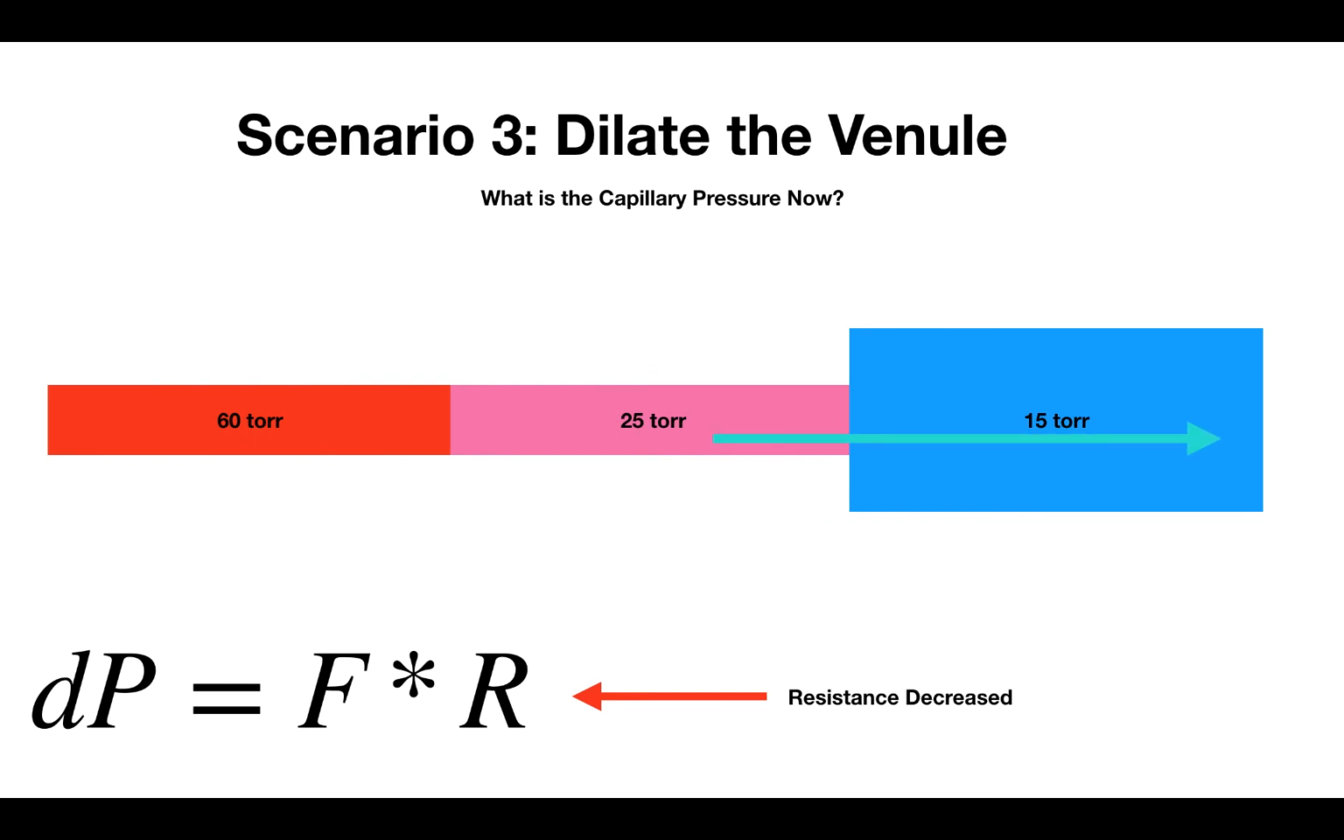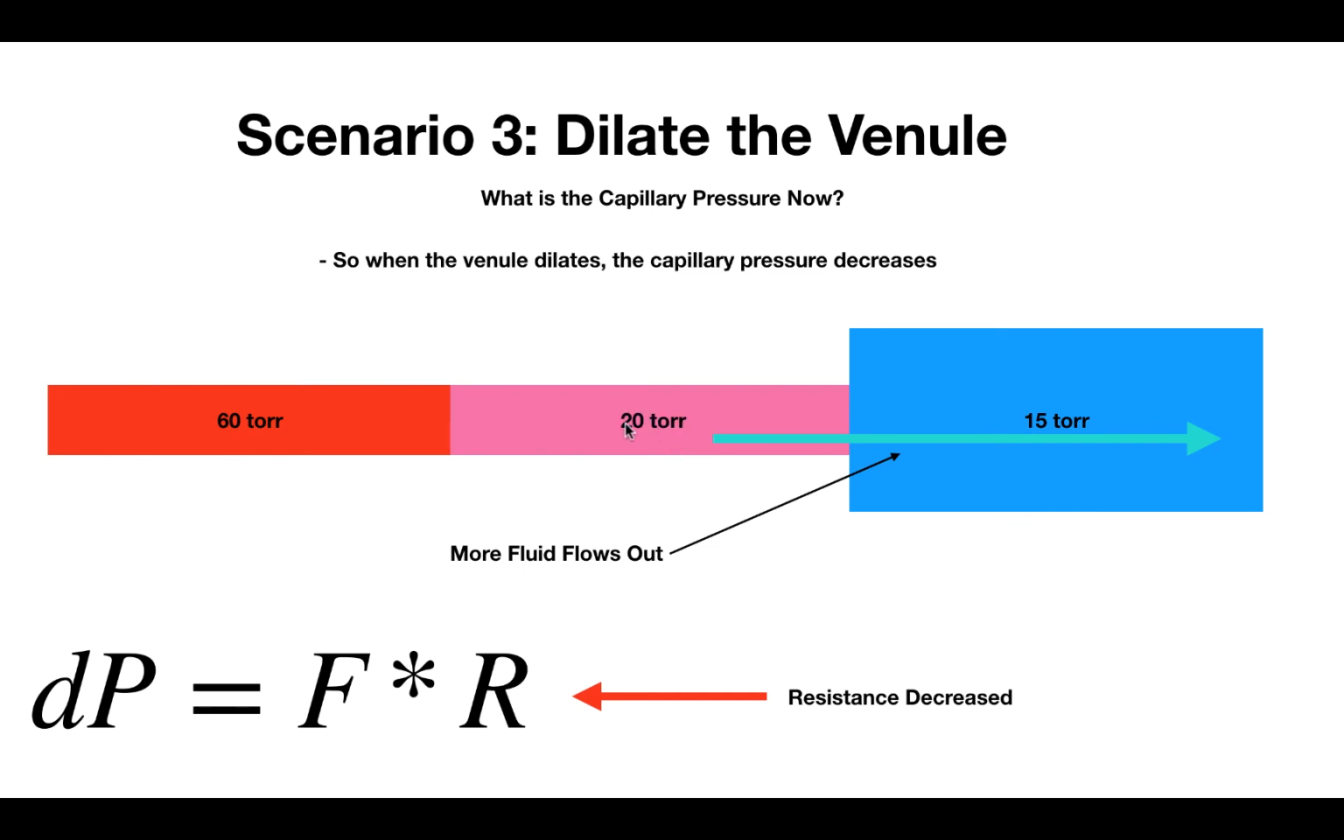Well, in this case, we have to consider the fluid going out of the vessel. Whenever you dilate the venule, more fluid flows out of the capillary. And whenever more fluid flows out of the capillary, this will decrease the pressure. So the pressure will go from 25 torr to maybe around 20. The main thing to note is that when the venule dilates, the capillary pressure decreases.